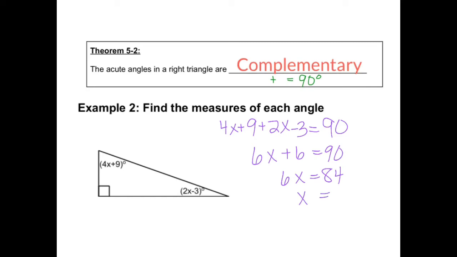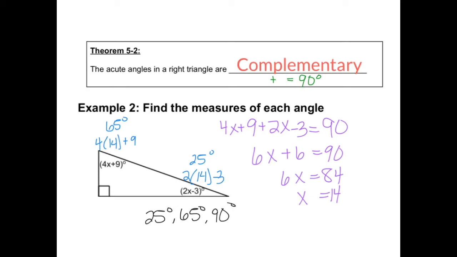equation to solve. And then because the question is asking for the measure of each angle, just like in the last problems, we will go back through and plug in the x value that we found and simplify to find the actual angle measures. So our final answer is that the angles are 25 degrees, 65 degrees, and the 90 degree right angle.